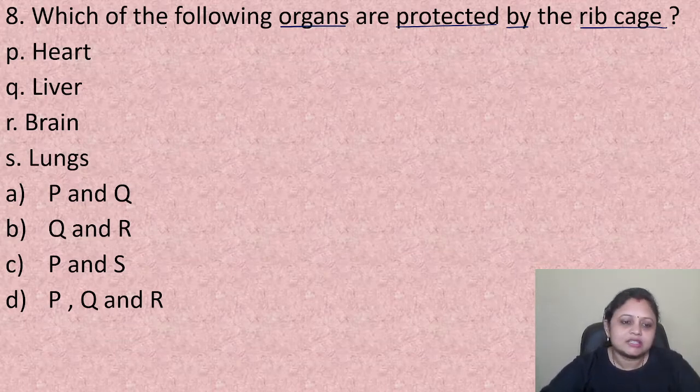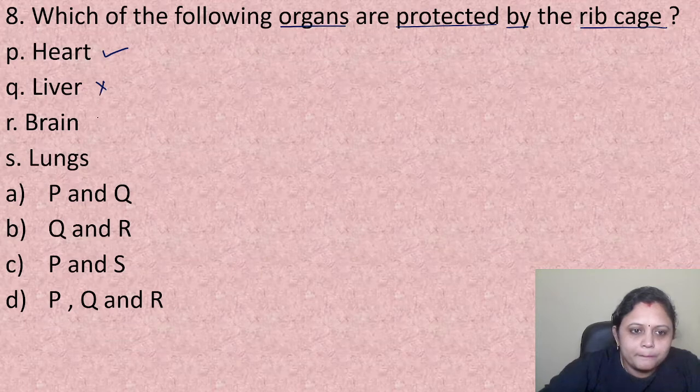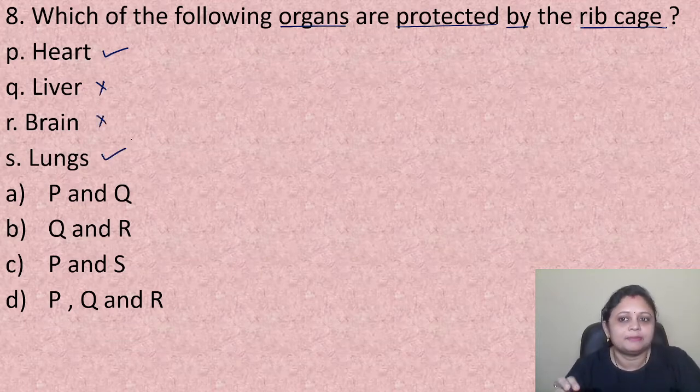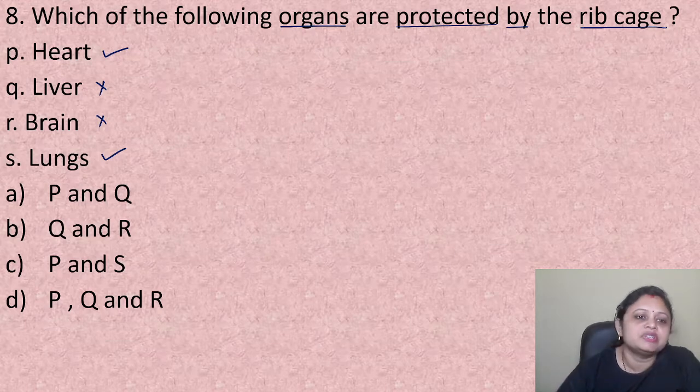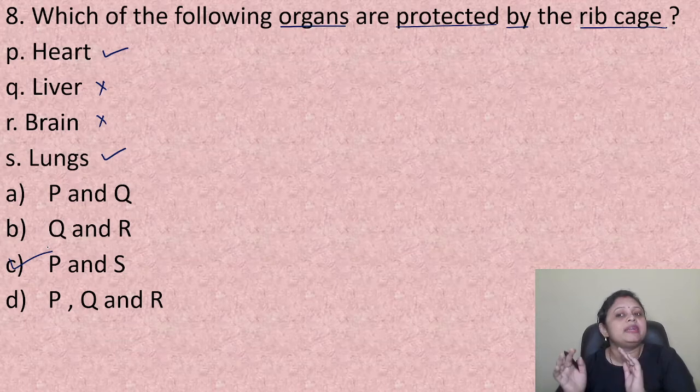So among these options, heart, that is protected by our rib cage, right? Liver, no. Brain, no. Lungs, yes. So whatever options are given here, among these options, heart and lungs, that is P and S, these are protected by the rib cage. Okay.